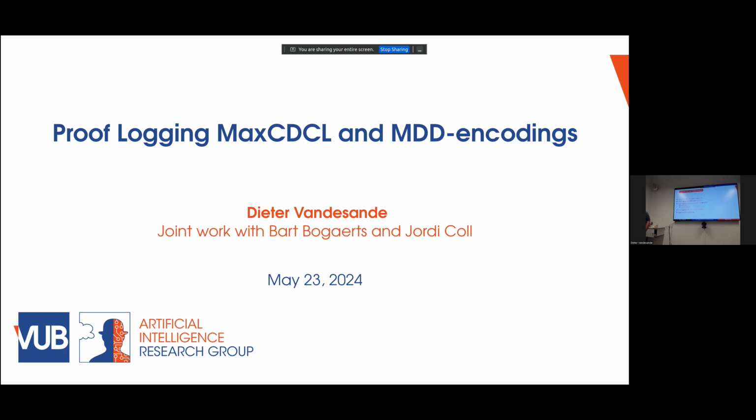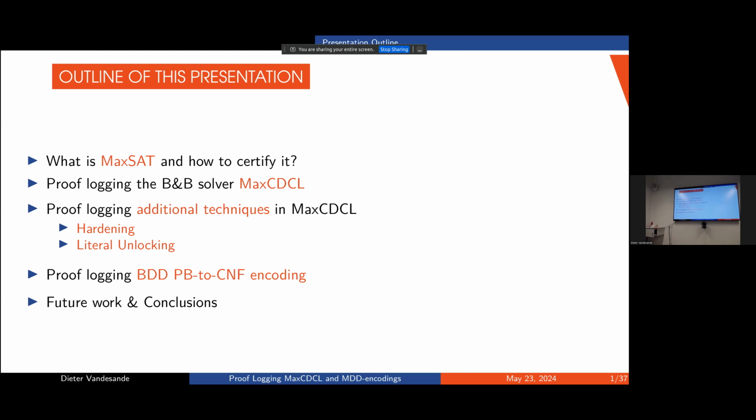I will not try to convince you again about the usefulness of proof logging, but I will go straight to what MaxSAT is. After that, we will take a look at how to actually proof log MaxCDCL with some additional techniques to improve its performance. And finally, we will also show how to proof log BDD encodings of a pseudoboolean encoding.